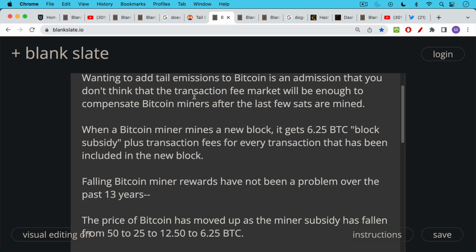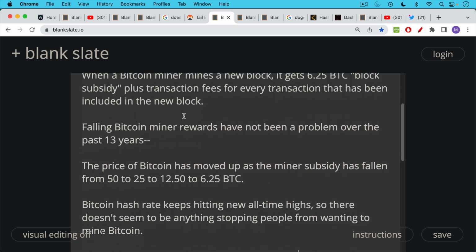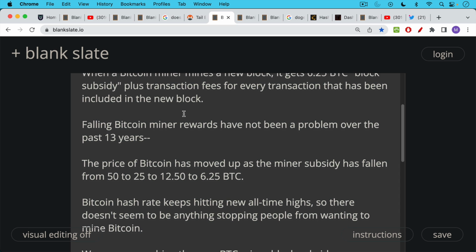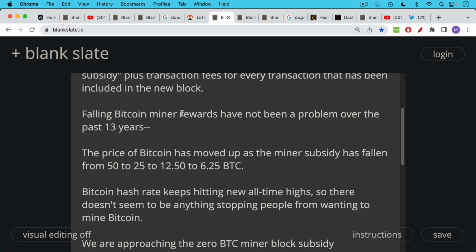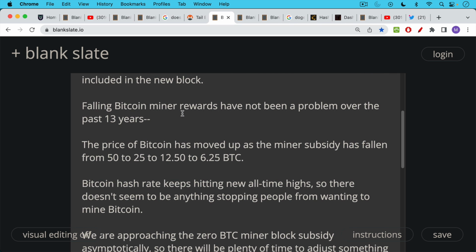I don't think this is going to be a problem. Falling Bitcoin miner rewards, the block subsidy has been falling since the first halving in 2012. Hasn't been a problem over the past 13 years. The price of Bitcoin has moved up as the miner block subsidy has fallen from 50 to 25 to 12.5 to 6.25. The Bitcoin hash rate seems to keep hitting new all-time highs. In fact, we just hit a new all-time high in the hash rate. So there doesn't seem to be anything stopping people from wanting to mine Bitcoin.